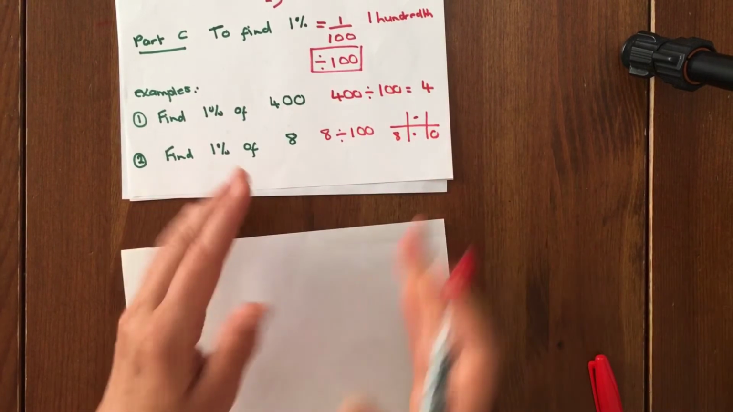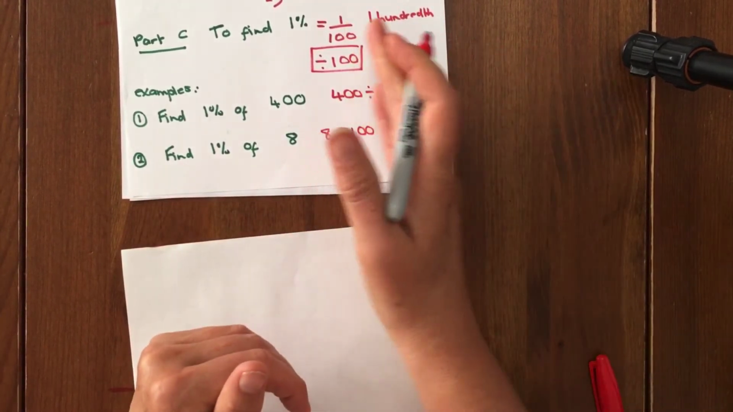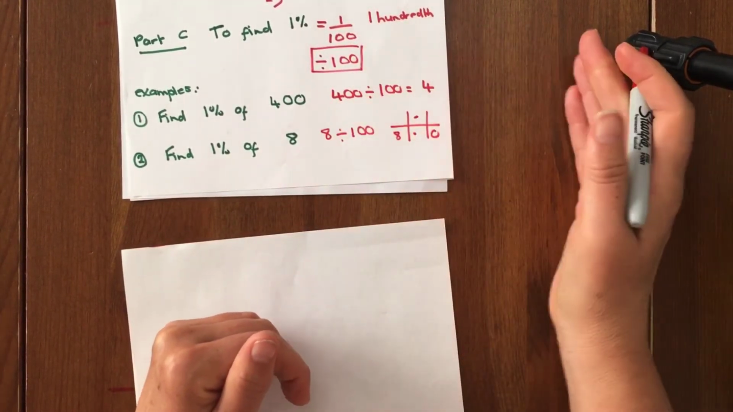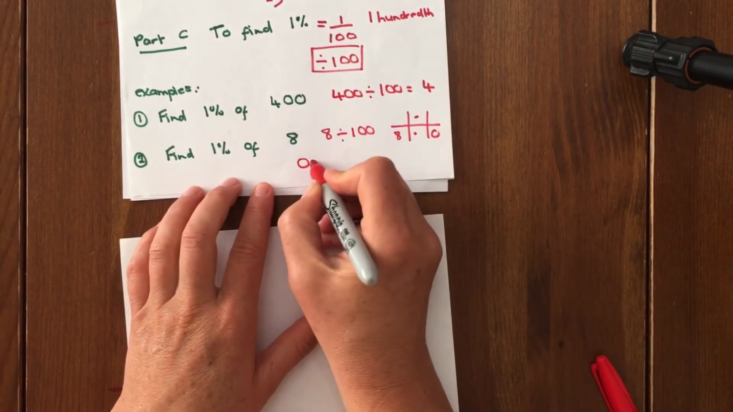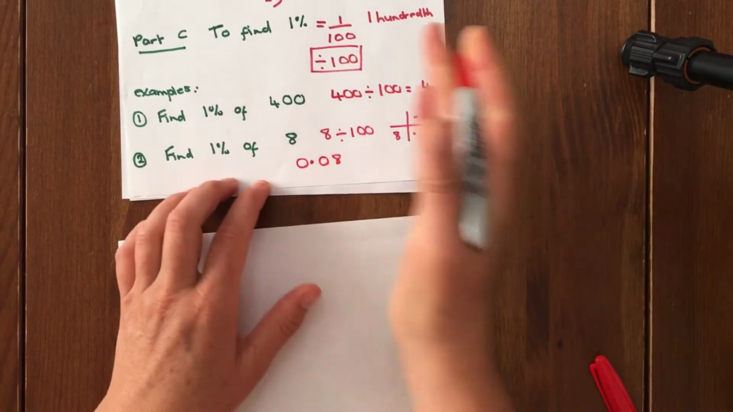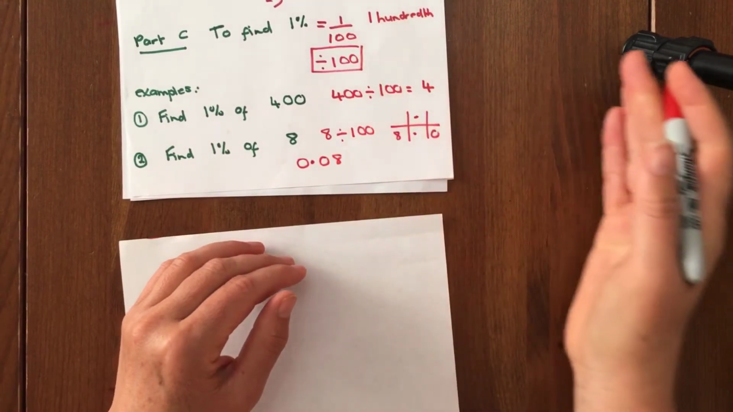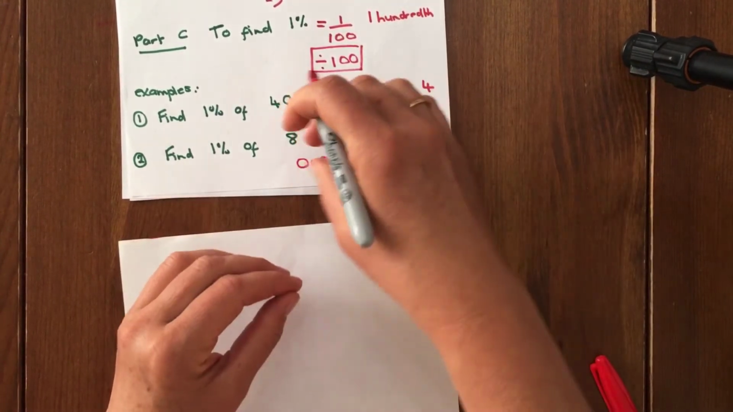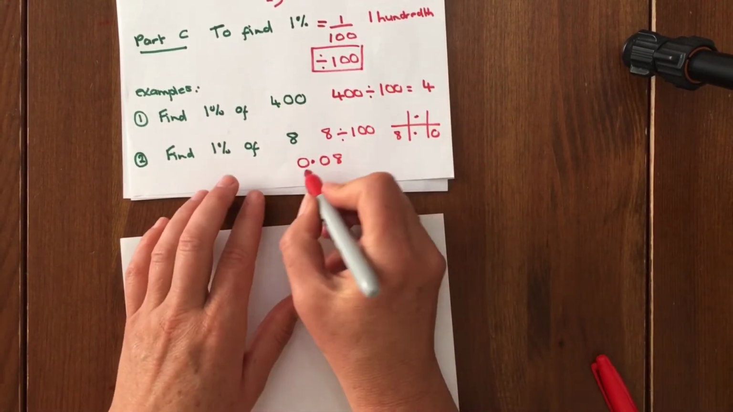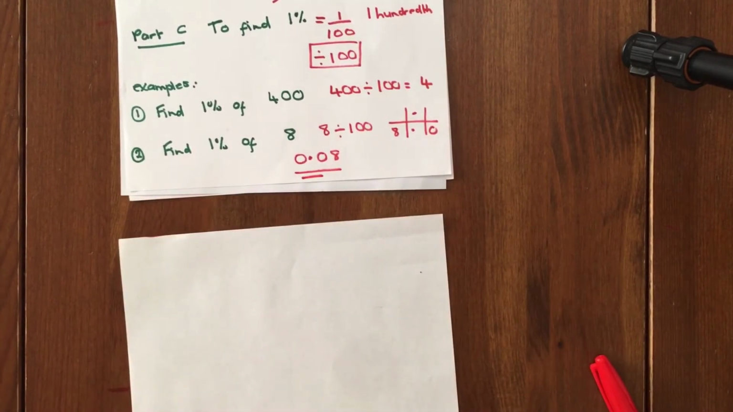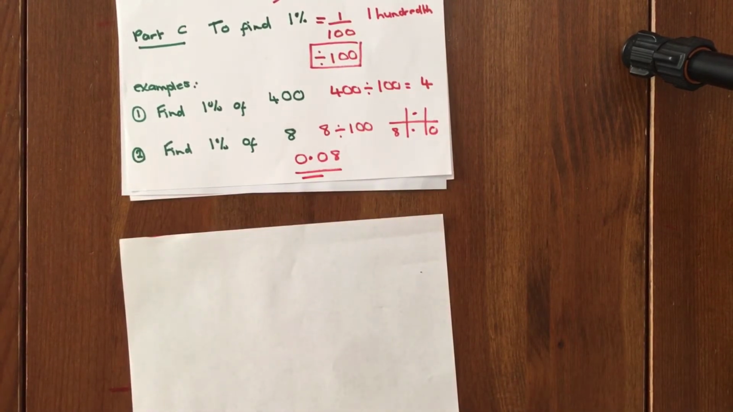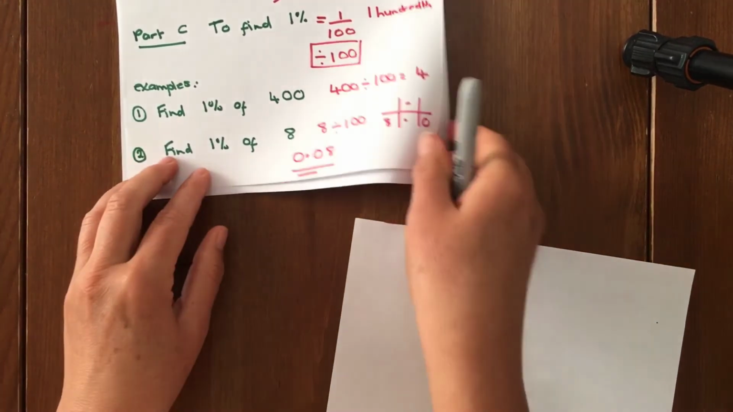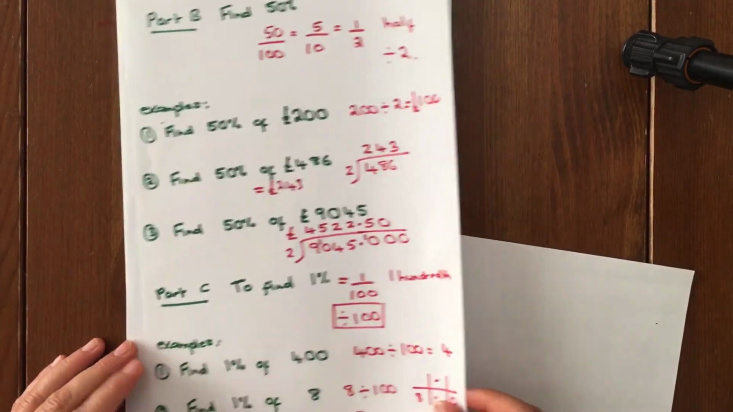If I'm dividing by 100, the numbers move twice to the right, so I will get 0.08. So draw yourself out a number line if it helps you, and move all the numbers twice, and you will get 0.08, dividing by 100. Right, okay, so we've got lots of key facts in our books, well done.